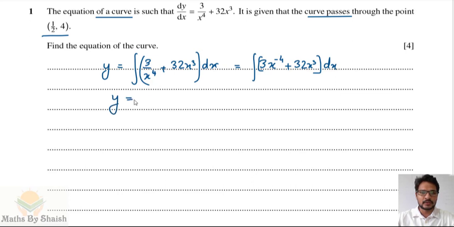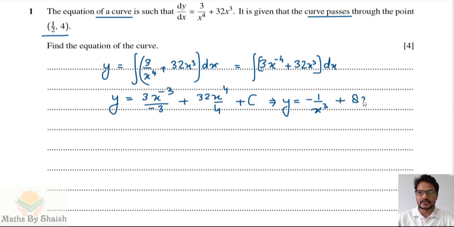It is going to be y equals 3x to the power minus 4 plus 1, that is minus 3, upon minus 3, plus 32x to the power 4 upon 4, and plus the constant of integration. Let's take it as c. So if we simplify, we will get y equals minus 1 over x cube, because it is minus 3 in the denominator and the 3 got cancelled, and this becomes 8x to the power 4 plus the constant of integration.